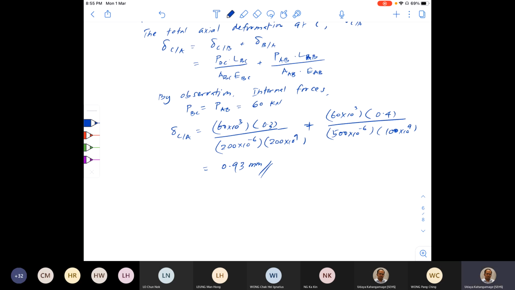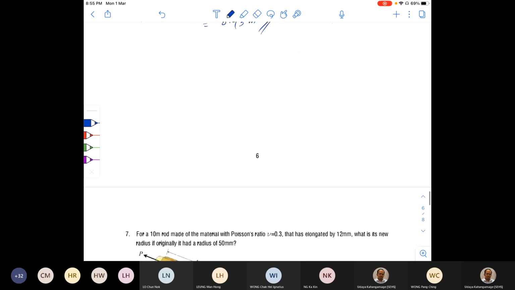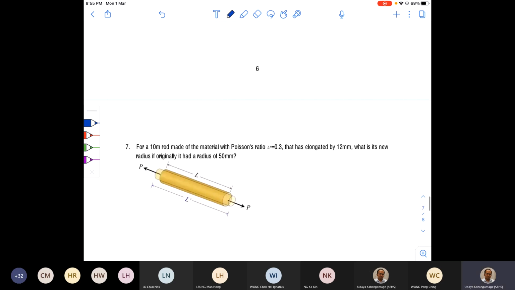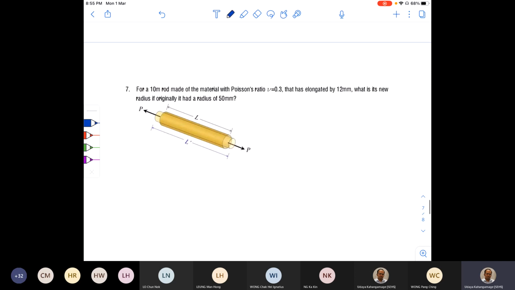Okay, so it's not that difficult. The only thing you need to understand is that you cannot use that equation for the compound member. But we can identify the sections where you can apply that equation for the deformation, and then add them together to get the total deformation. Right. Next, let's go to question number 7.